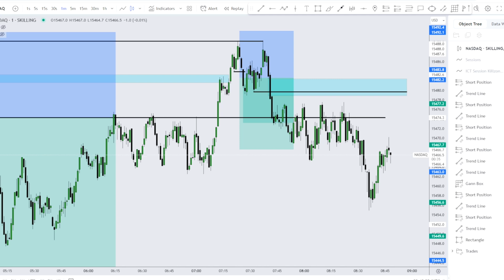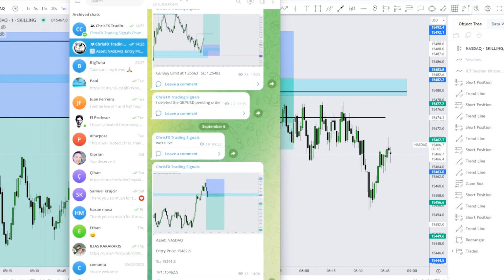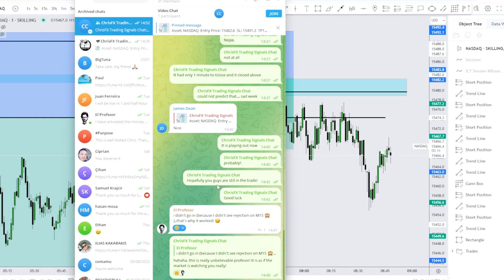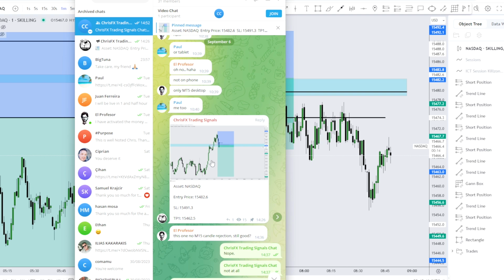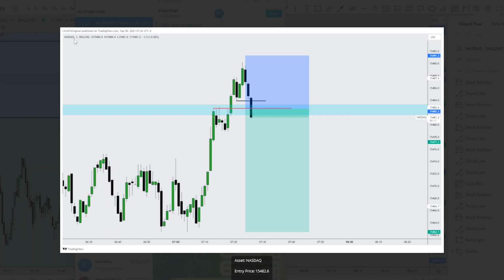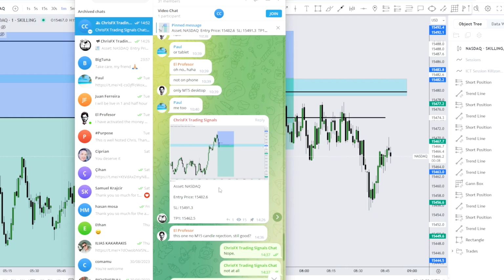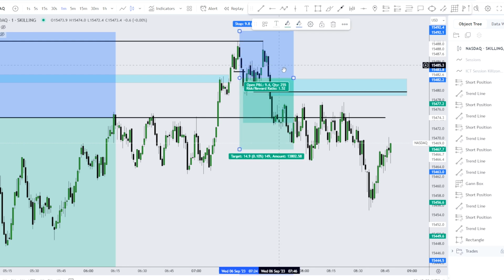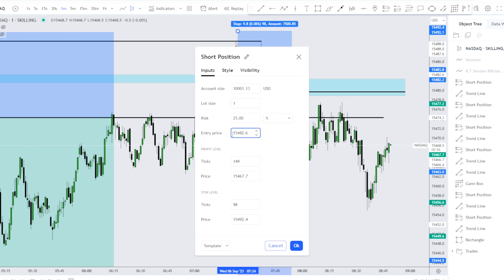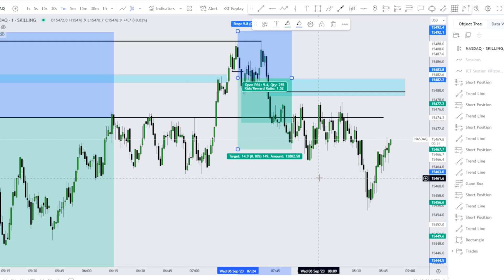So let's check out the proof of that. And here is the proof, guys. Let's go here in the chat. There you go. Asset, Nasdaq. Okay, Nasdaq, you see where it is. You see the time. Entry price 154826, stop loss and take profit 1. So entry for 826, you see I'm not messing around.